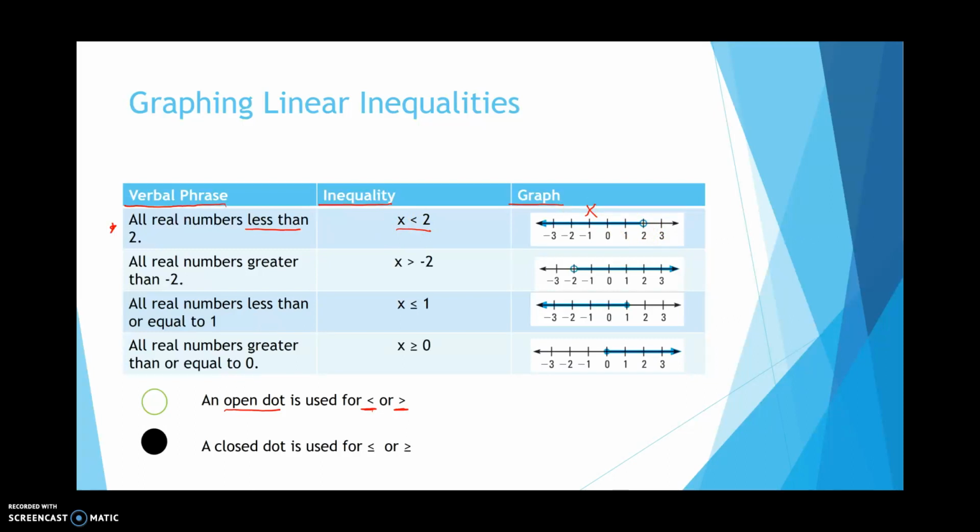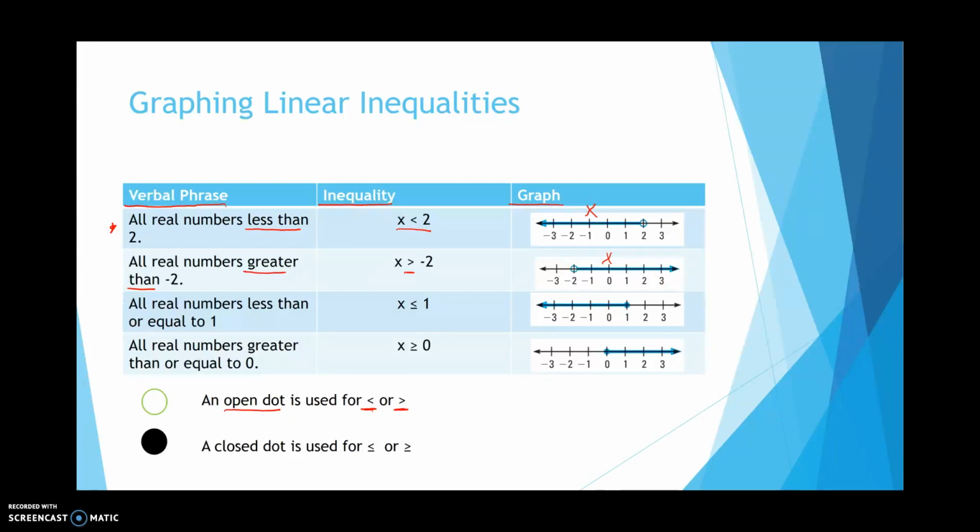The next one, all real numbers greater than -2. So here we're going to set up the inequality based on this verbal phrase. This is the greater than sign, x is greater than -2. Notice it's just the greater than symbol, so we have an open circle at the value -2, and x is any number greater than -2. So that's where we shade to the right on the number line right there.